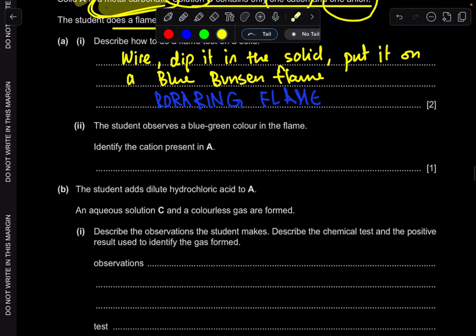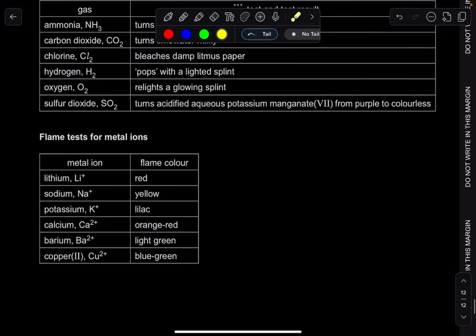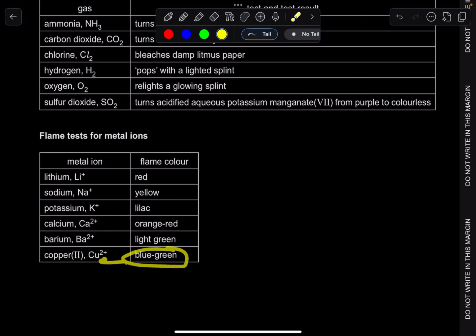A student observes a blue-green color in the flame. Identify the cation present in it. Okay, go to the list below. Blue-green color. Where's a blue-green color? That's a blue-green color. So it's going to be a copper 2+ ion.